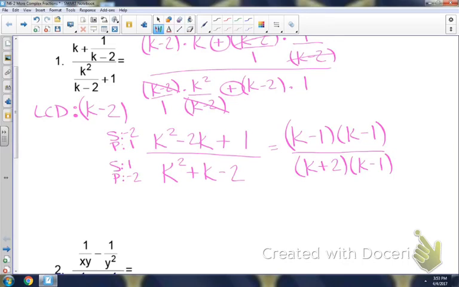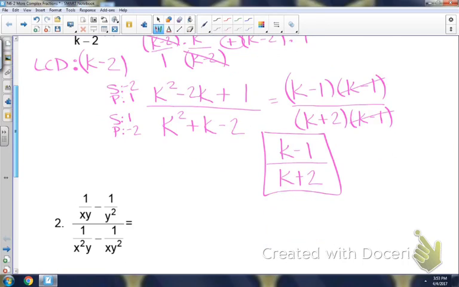Alright, notice now the k minus 1's cancel out. So we're left with k minus 1 on top and then k plus 2 on bottom. You're not able to cancel the k's out because k minus 1 is not the same thing as k plus 2. So that would be your answer.